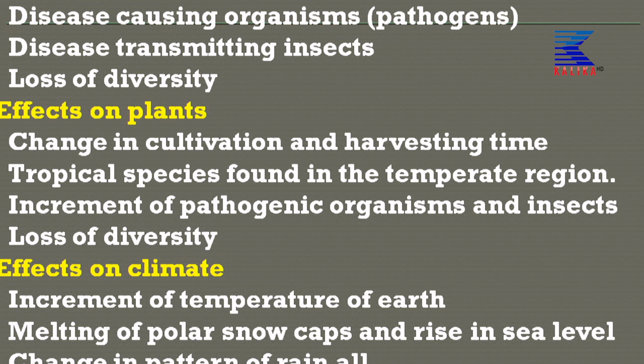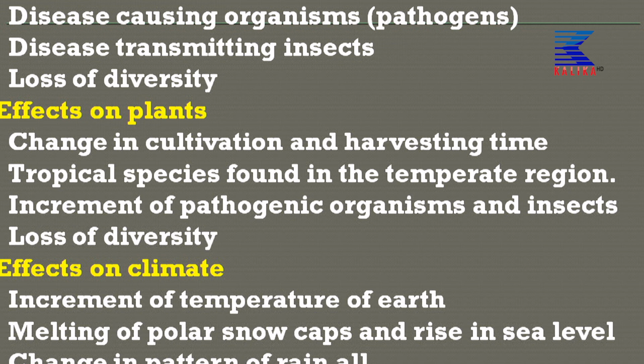Likewise, same effects will be seen in the plants. There will be change in the cultivation and harvesting time. So the same time that we used to cultivate may not be suitable for that, and harvesting will be different. Tropical species found in temperate region, means the species that are found in Terai region may be found in hilly region. So there will be increment of pathogenic organisms and insects that cause disease to the plants. There will be loss of diversity as well, as found in animals.